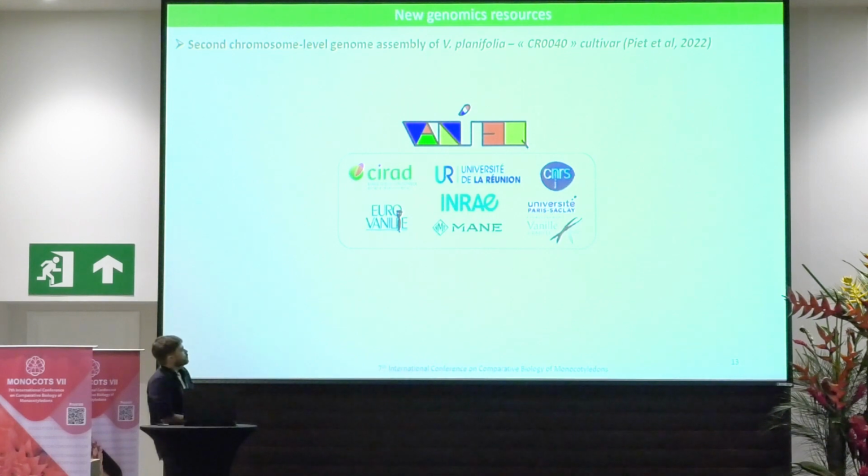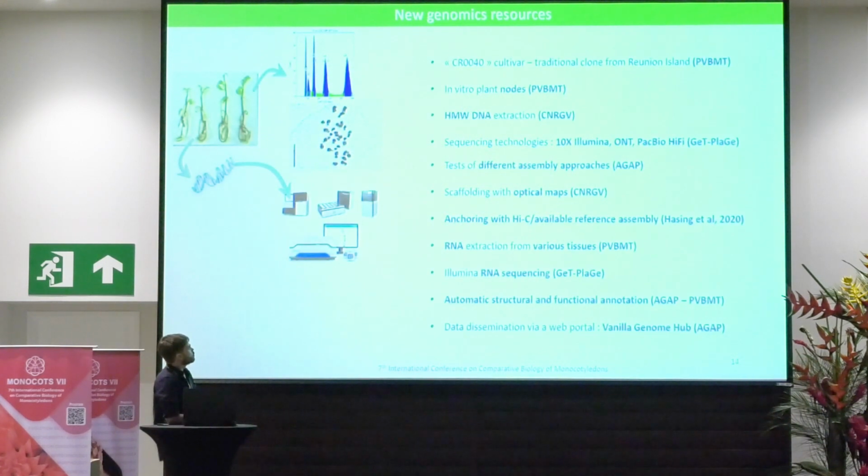So this leads us to the second genome assembly published in 2022, another chromosome level genome assembly, which was published by the VANISEC consortium that regroups French private and public institutes. And so for this project, we sequenced a traditional clone from Reunion Island. We took nodes from in vitro plants from which we extracted high molecular weight DNA for several sequencing technologies.